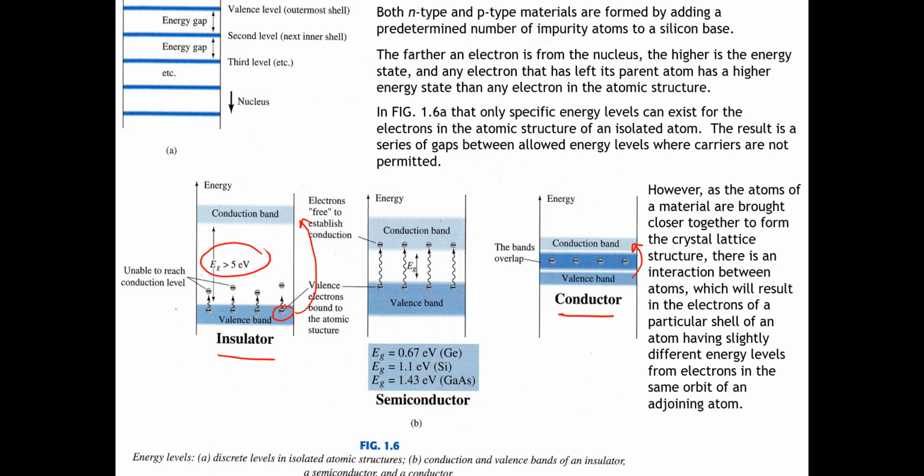So this is a semiconductor, and in a semiconductor the energy gap is smaller. Every semiconductor has a different energy gap: germanium is 0.67 electron volt, silicon 1.1 electron volts, and gallium arsenide is 1.43 electron volts. It means that gallium arsenide needs more energy to move the electron from the valence band to the conduction band, and germanium needs lower energy than silicon and gallium arsenide to move an electron from the valence band to the conduction band. So this is the energy level.